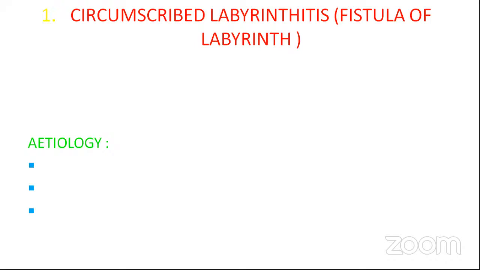This is the labyrinthine fistula, where there is thinning or erosion of the bony capsule of the labyrinth, usually of the horizontal semicircular canal. So the etiological factors include: one is chronic suppurative otitis media with cholesteatoma. That is the most common, and neoplasms of the middle ear like carcinoma or glomus tumor, and surgical or accidental trauma to the labyrinth. On clinical features there is exposure of the membranous labyrinth, which will produce a vertigo, which will be induced by pressure over the tragus.